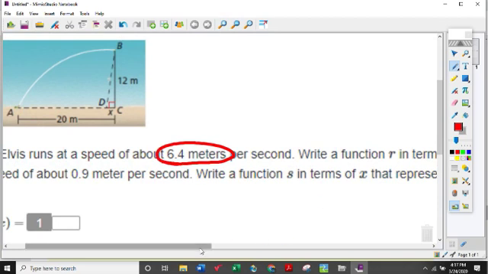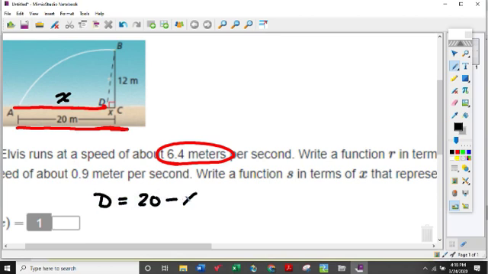second. We want to write a function that represents the amount of time it takes him to run from A to D. Now this whole thing is 20. Now the whole thing is A to C, okay? We don't really know how long A to D is. We just know that it's going to be an arbitrary unit, which we're going to call X, okay? So that means his distance run will be 20 minus X.